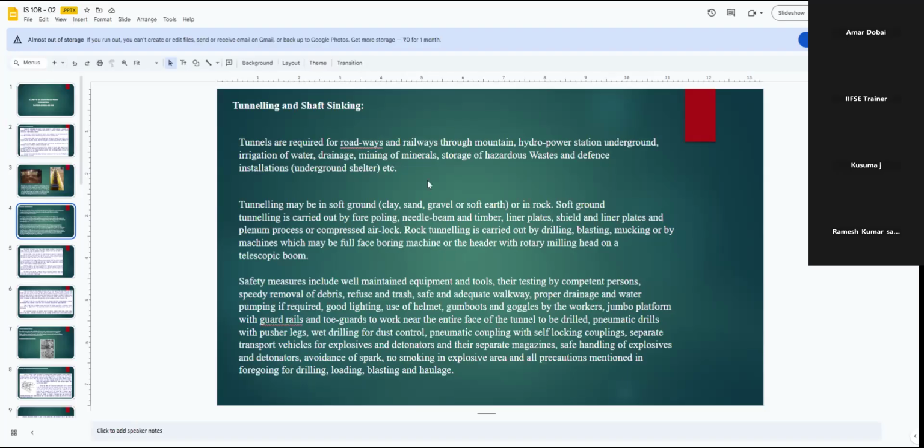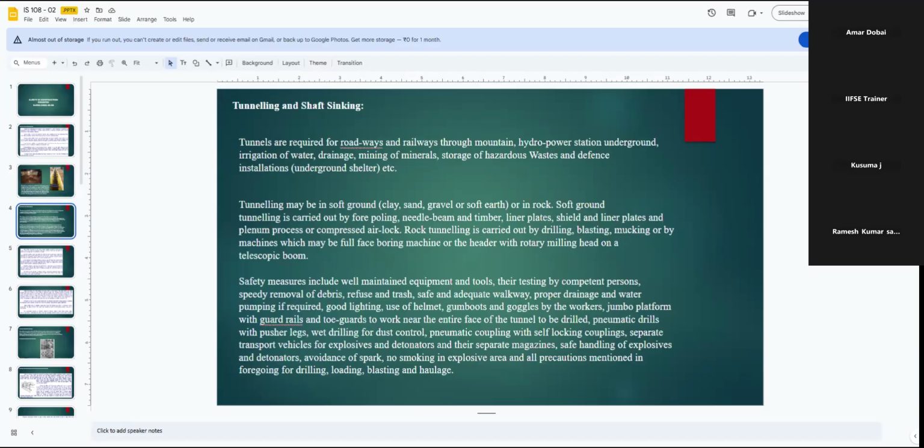Tunneling is also used for irrigation of water, drainage, mining of minerals, storage of hazardous waste, defense installations, underground shelters, etc. So these are the various areas where we can use the tunneling process. Tunneling may be in soft ground with clay, sand, or gravel, or any soft earth, or sometimes we may face rock as well. Soft ground tunneling is carried out by forepoling or needle beam, timber liner plates, shield and liner plates, and the plenum process with compressed air.